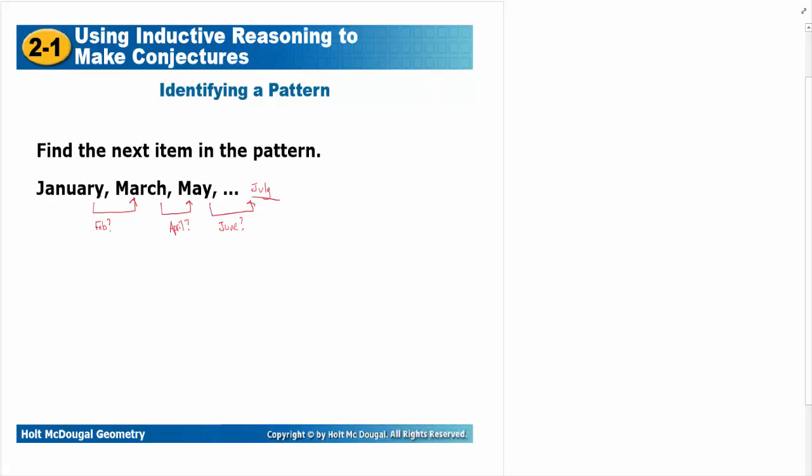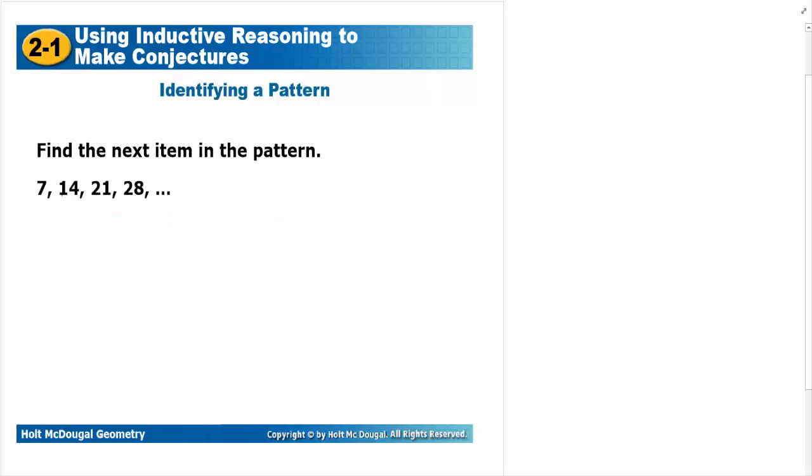Okay. Now again, this pattern may be we skip a month, skip 2 months, skip 2 months, then skip 3 months, skip 3 months. We don't know that July's next. What we're doing is we're making an educated guess. And again, it doesn't mean it's true, but it seems to be true based off the information that we have. That's going to be important moving forward.